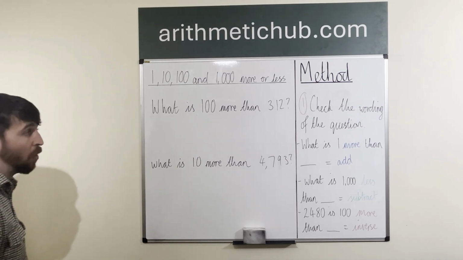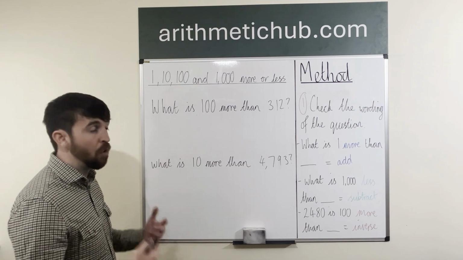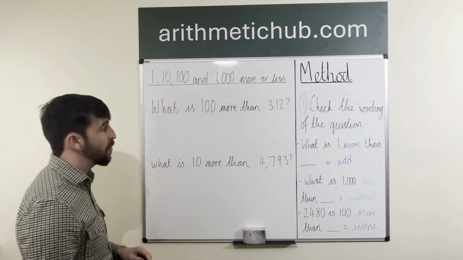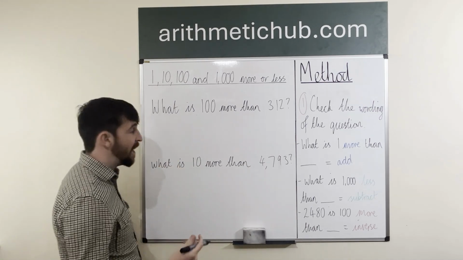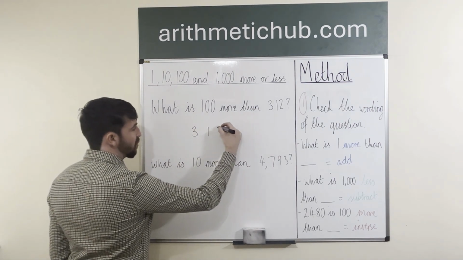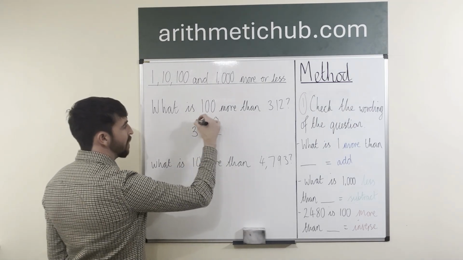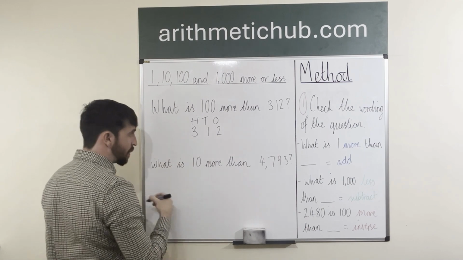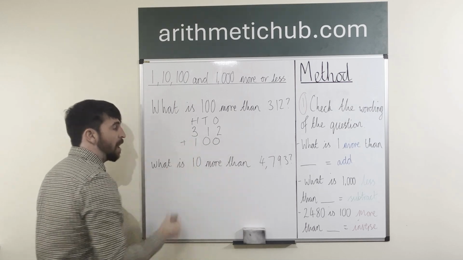What is 100 more than 312? Well, if you've got 312 and it's 100 more than it, the number is going to be bigger than 312, isn't it? So what we're going to have to do is add it and check to see if it makes sense. So, to start with, I'm going to write 312 and then I'm going to add my place value columns: ones, tens and hundreds. Underneath it, I'm going to add 100.